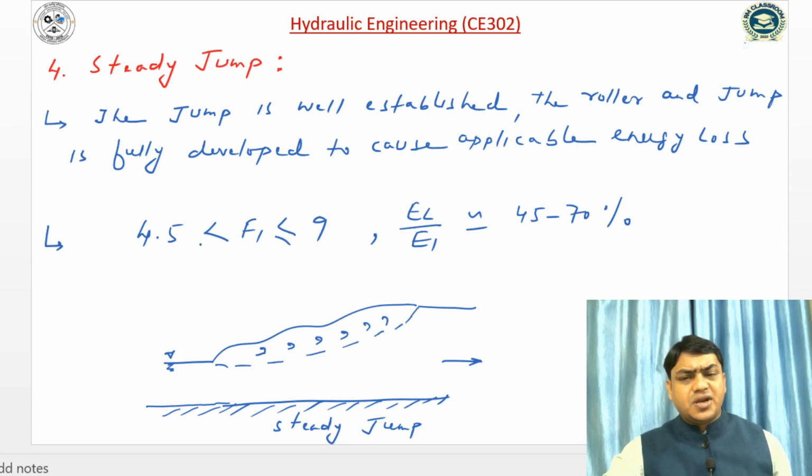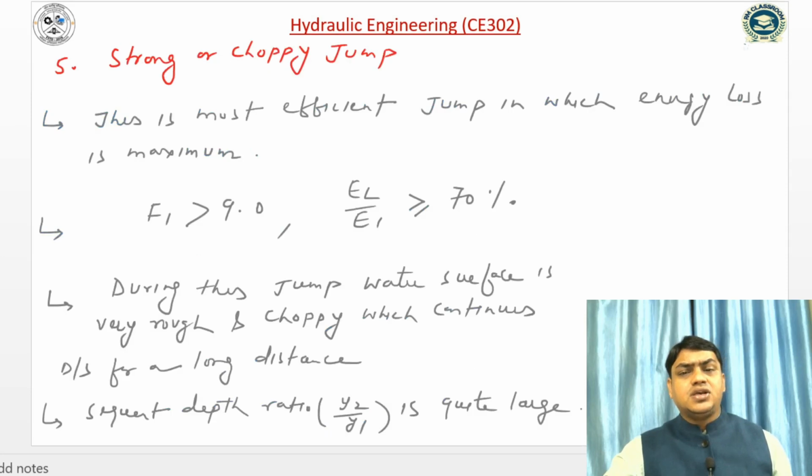And the important thing is that the initial Froude number lies between 4.5 to 9. Similarly, the last jump, that is also called strong jump or choppy jump. This is the most efficient jump in which energy loss is maximum, and initial Froude number is greater than 9, and relative energy loss is greater than or equal to 70%. During this jump, water surface is very rough and choppy, which continues downstream for a long distance, and sequent depth ratio is quite large.